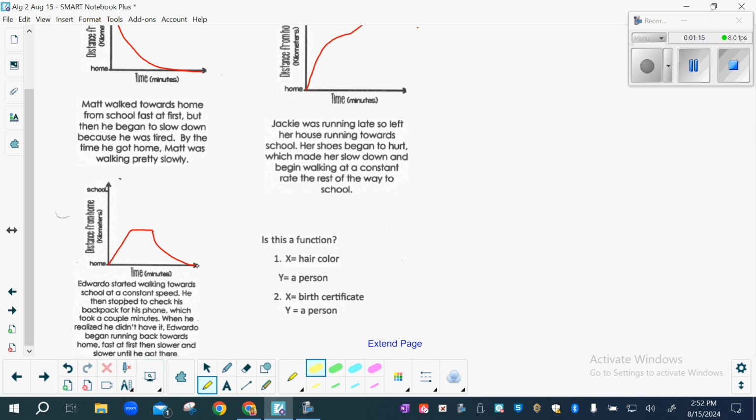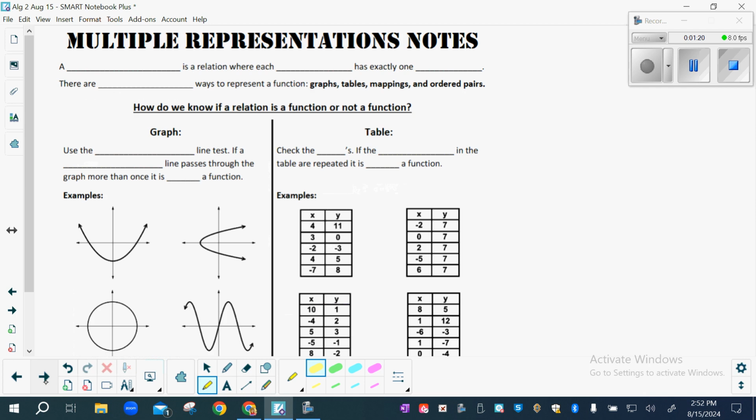On to notes for today. So what we're going to do is a lot of what we did already, but just talking more about it. So, multiple representations. A function is a relation where we're going to talk about it as input, and each input has exactly one output. There are many ways to represent functions.